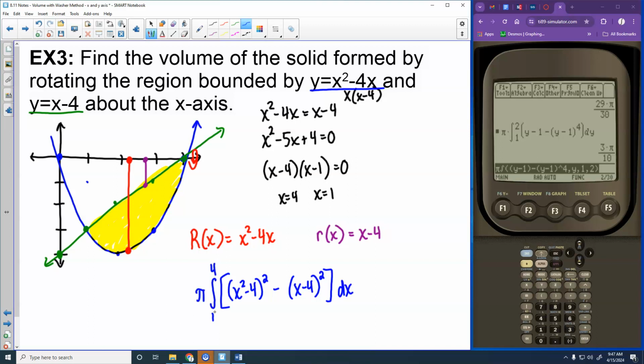Right there needs an x. Okay, have I made any other mistakes?